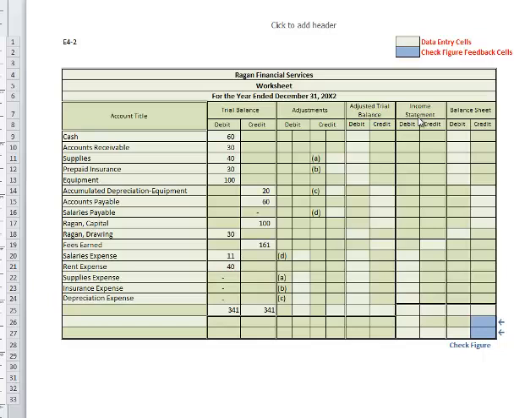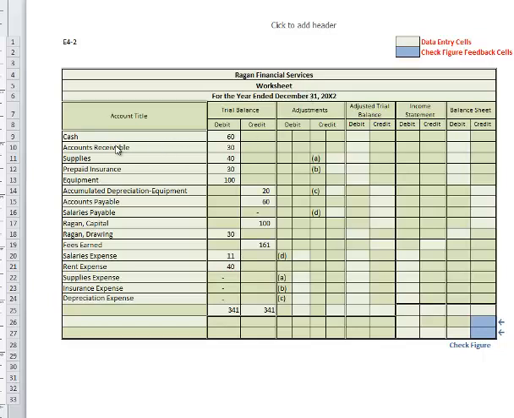The first thing you want to do is enter the heading on your worksheet. It's the name of the company, worksheet, and for the year ended December 31st, 20x2. Now the heading on the worksheet is not as important as the headings on the financial statements because this is an internal document. It will not be seen by the public like the financial statements will.